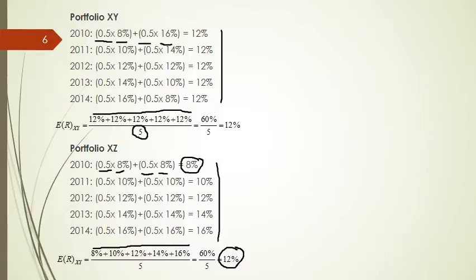So now we are well on our way to demonstrating the concept of diversification. However, before we do so, what we still need to do is find the standard deviation.